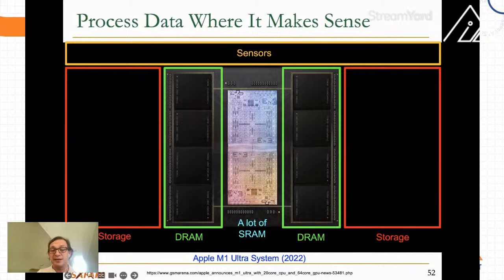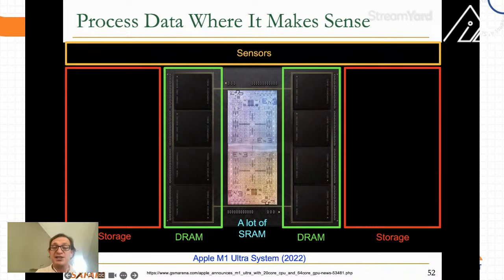It could be the SRAM on the chip. It could be the DRAM outside the processing chip. It could be the storage. It could be the sensors. It could be the network interface controller, essentially everywhere. And then we need to figure out how to partition the computation such that it happens at the place that is the best fit for that computation, to maximize some metric like performance or energy efficiency.